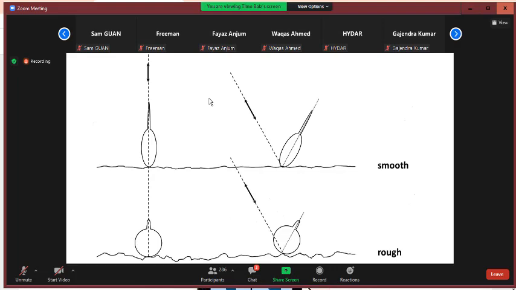Now, in radar remote sensing, we'll come to that a bit later as to why, we are always looking to the side. And in that case, if you have a very smooth surface, as you see up there, your signal will be reflected away. While when you have a rough surface, some of the energy will be reflected back to your sensor.